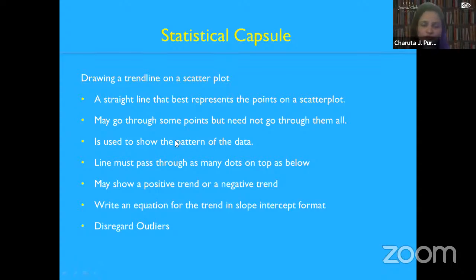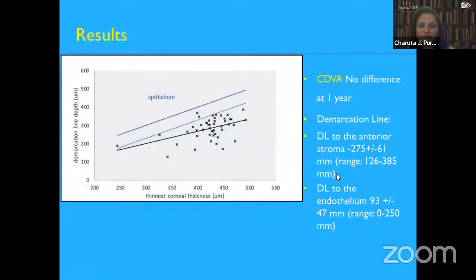It is used to show the pattern of the data, and it must pass through as many dots on top as below. It may show a positive or a negative trend. And for more detailed statistical evaluation, an equation can be written to describe the line. Now, the outliers must be disregarded.